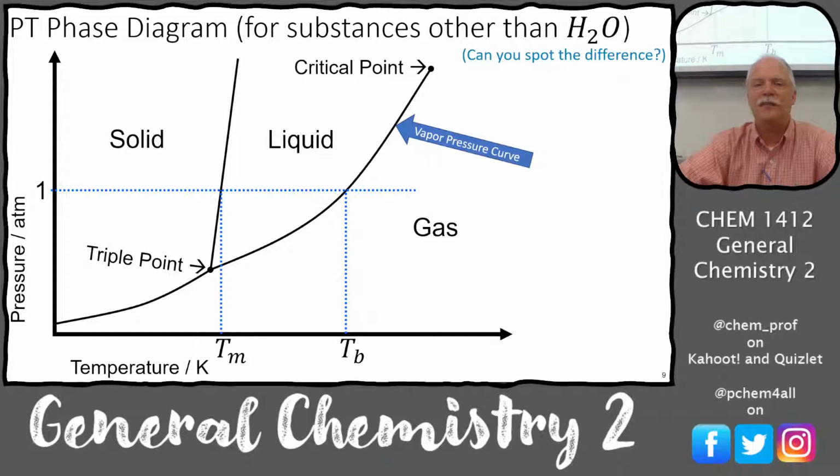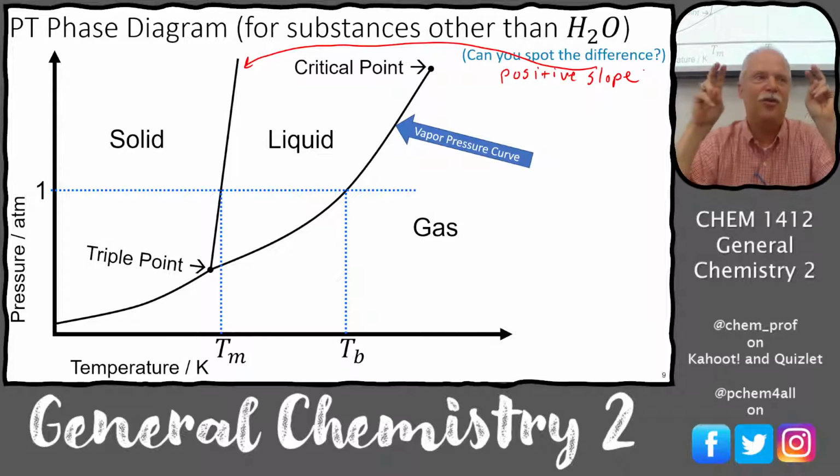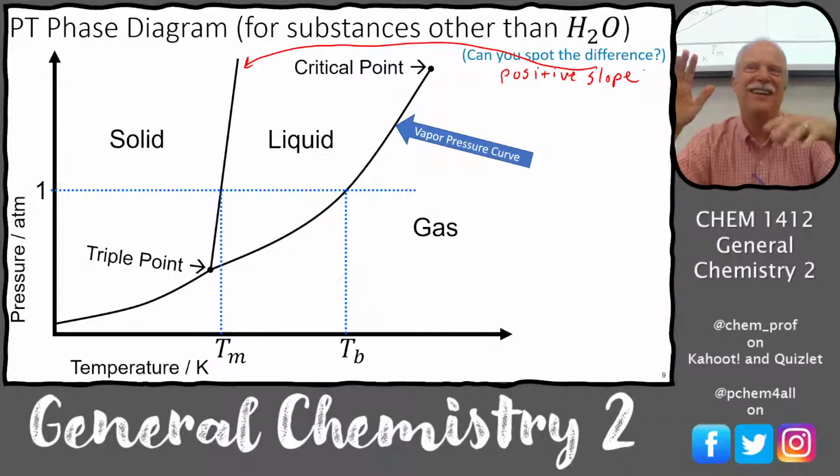Now, this is a different substance. How do I know this is not water? The slope of the solid liquid line, okay? So can you spot the difference? It's this one right here. That's a positive slope, okay? And that's what, I guess, normal substances are. They have that positive slope for the solid liquid line.